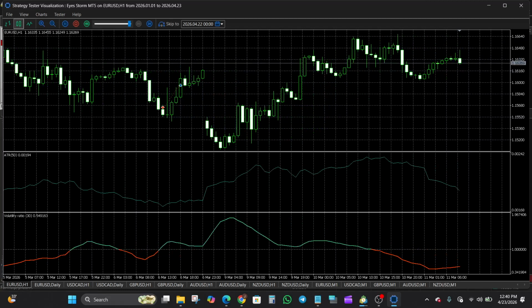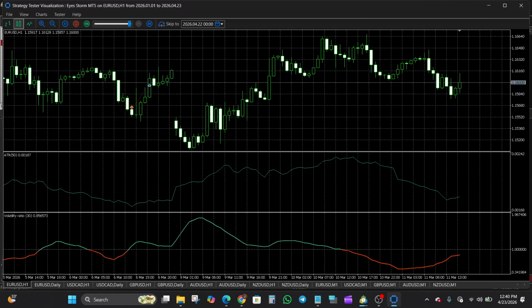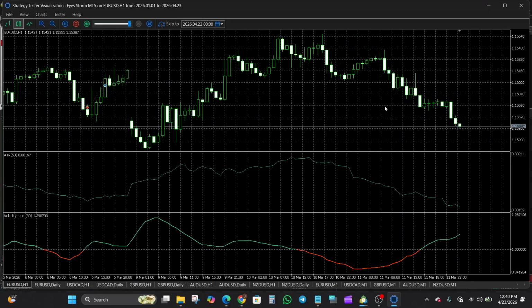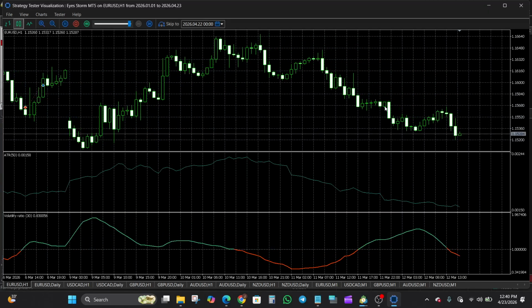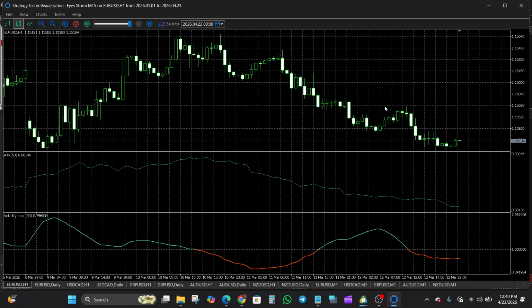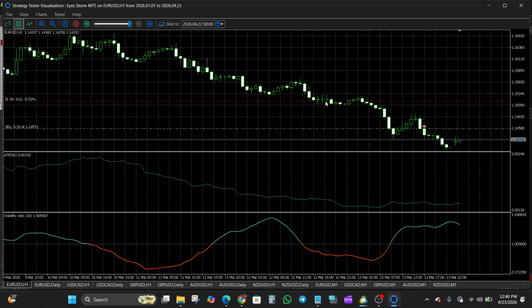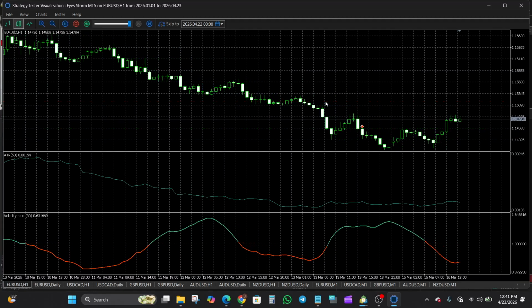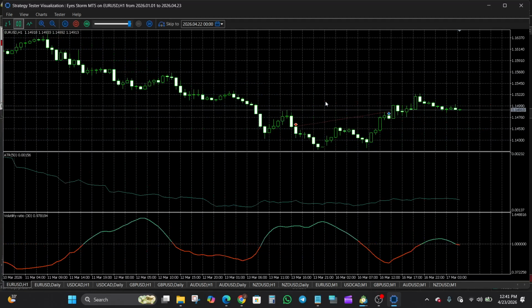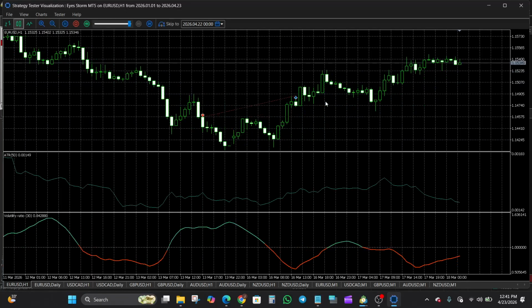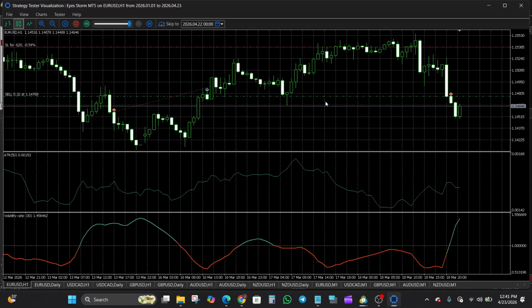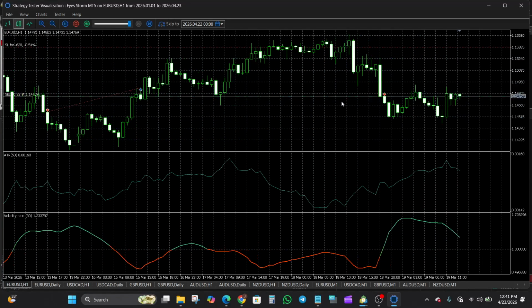Now, in terms of performance characteristics, this EA tends to perform best in strong trending markets, clear directional moves, and moderate to high volatility, right? And it tends to struggle in sideways or ranging markets, choppy price action, and false breakouts or weak trends. So that's typical for this kind of strategy, right?